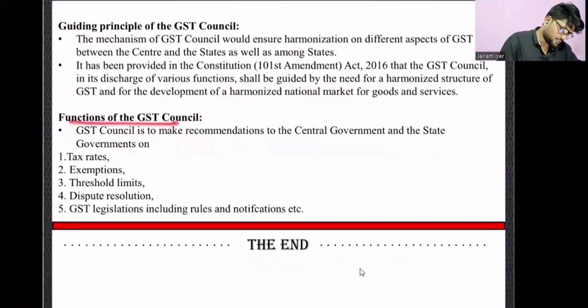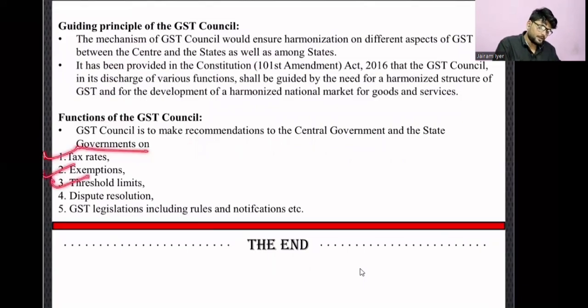Functions of GST Council. GST Council is to make recommendations to the central government and state government on tax rate, exemptions, threshold limits, dispute resolutions, GST legislations, including rules, notifications, etc. So these are the principal body functions that are required so that GST can be implemented in the most easeful manner, without any complicated procedure.